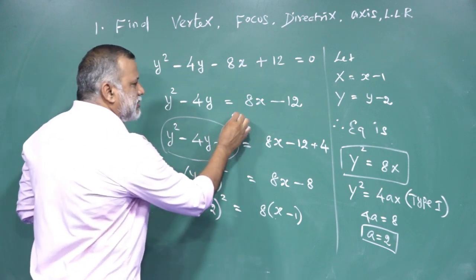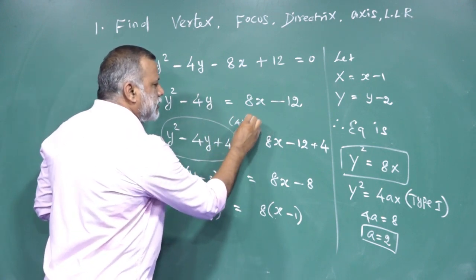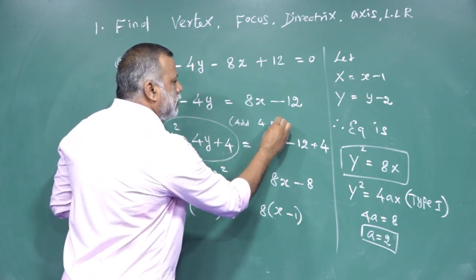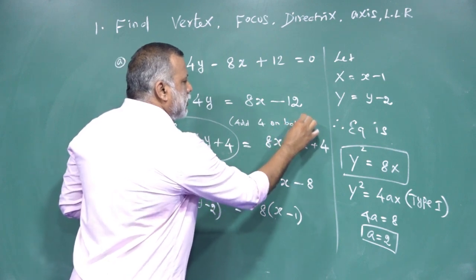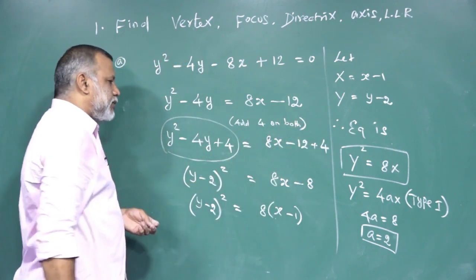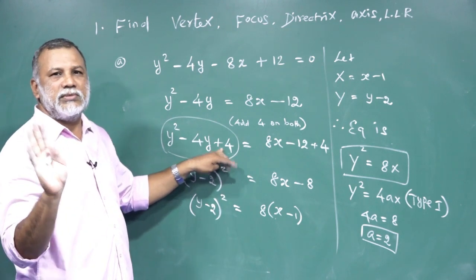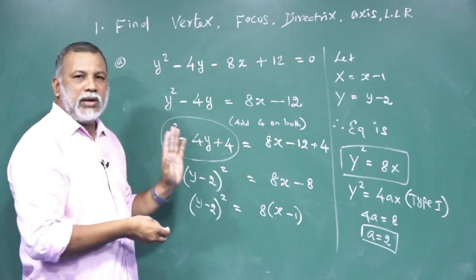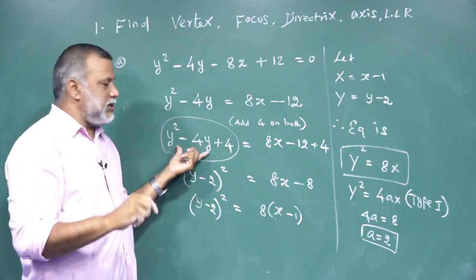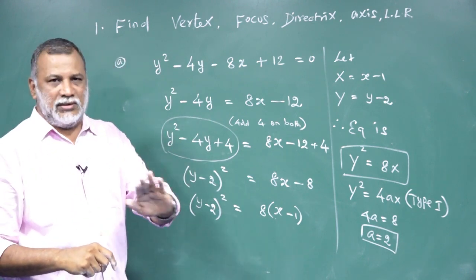You can write this sentence like this: add 4 on both sides. So we are adding this one. So this is a logic. Many students may forget this concept, then they will lose the mark. So this is the important logic. Completing the square method. That's all.